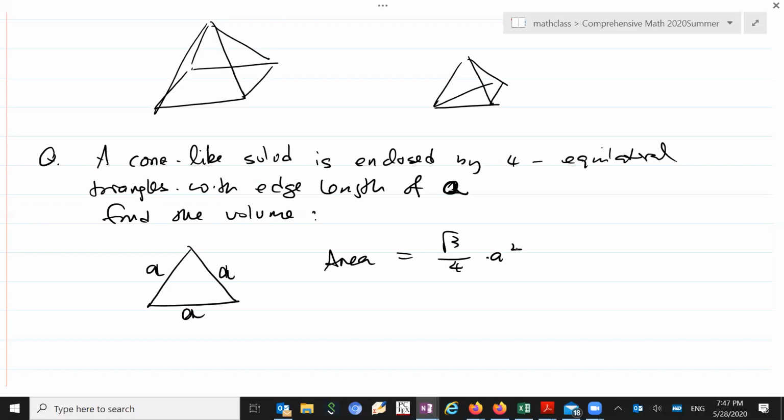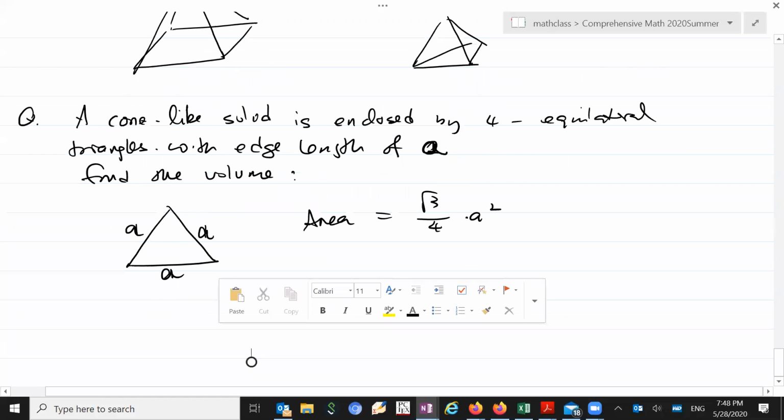My question is, how do you find the height of this solid consisting of 4 equilateral triangles? Okay, can you find it? H, the height? Okay, I'm not sure you can get it.